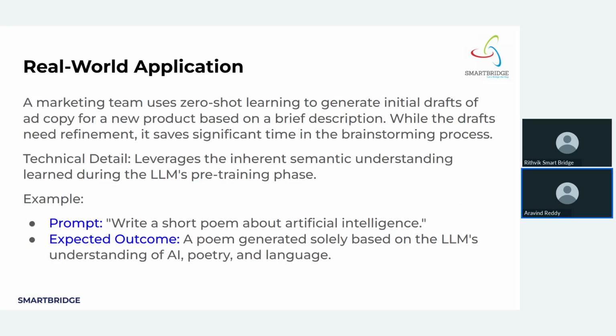So let's see a real world application for this zero shot prompting. A marketing team uses zero shot learning to generate an initial draft of ad copy for a new product based on a brief description. Recently, they integrated with Puma, meaning they collaborated with Puma. Now they have images of their sports shoes. They are just going to give the images of the sports shoes, and it will generate n number of images for them, including that shoe in every image.